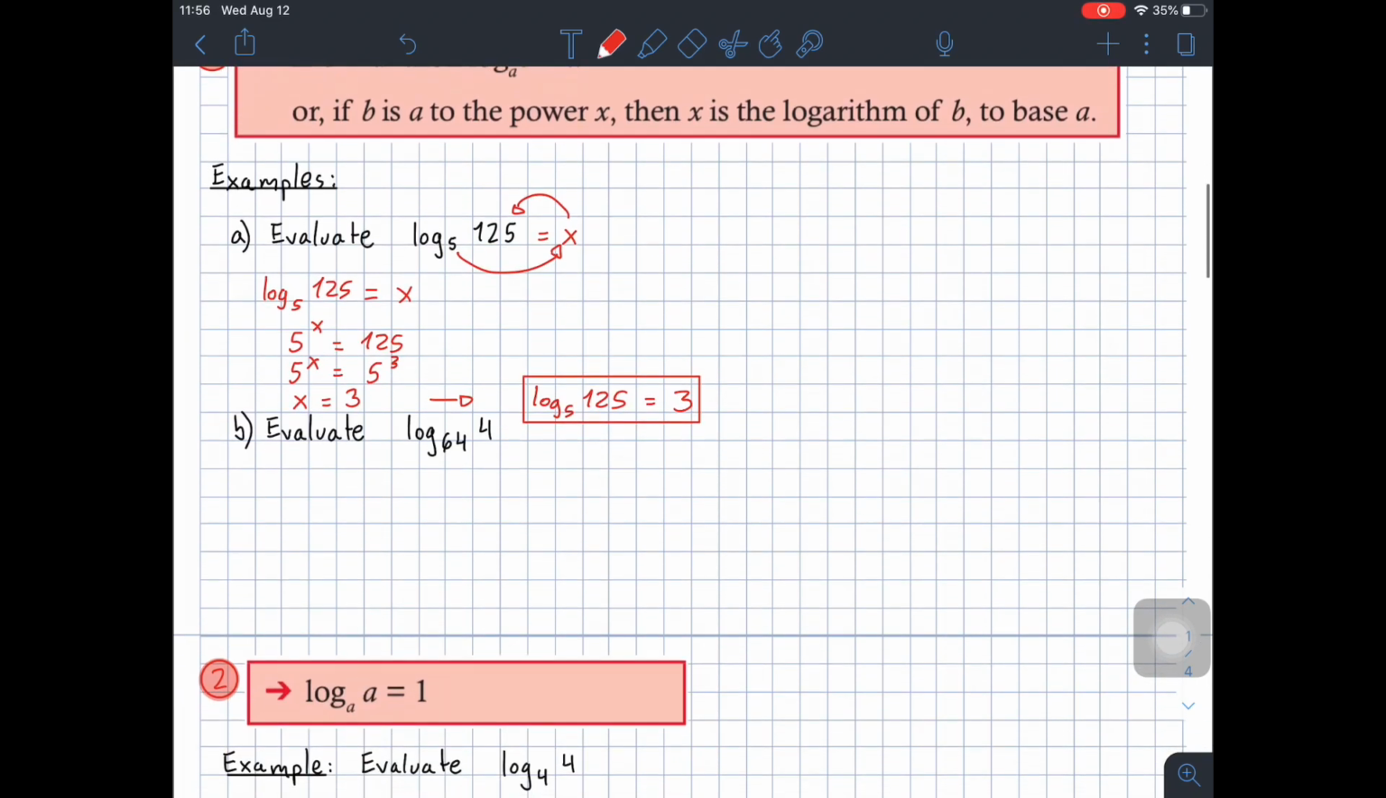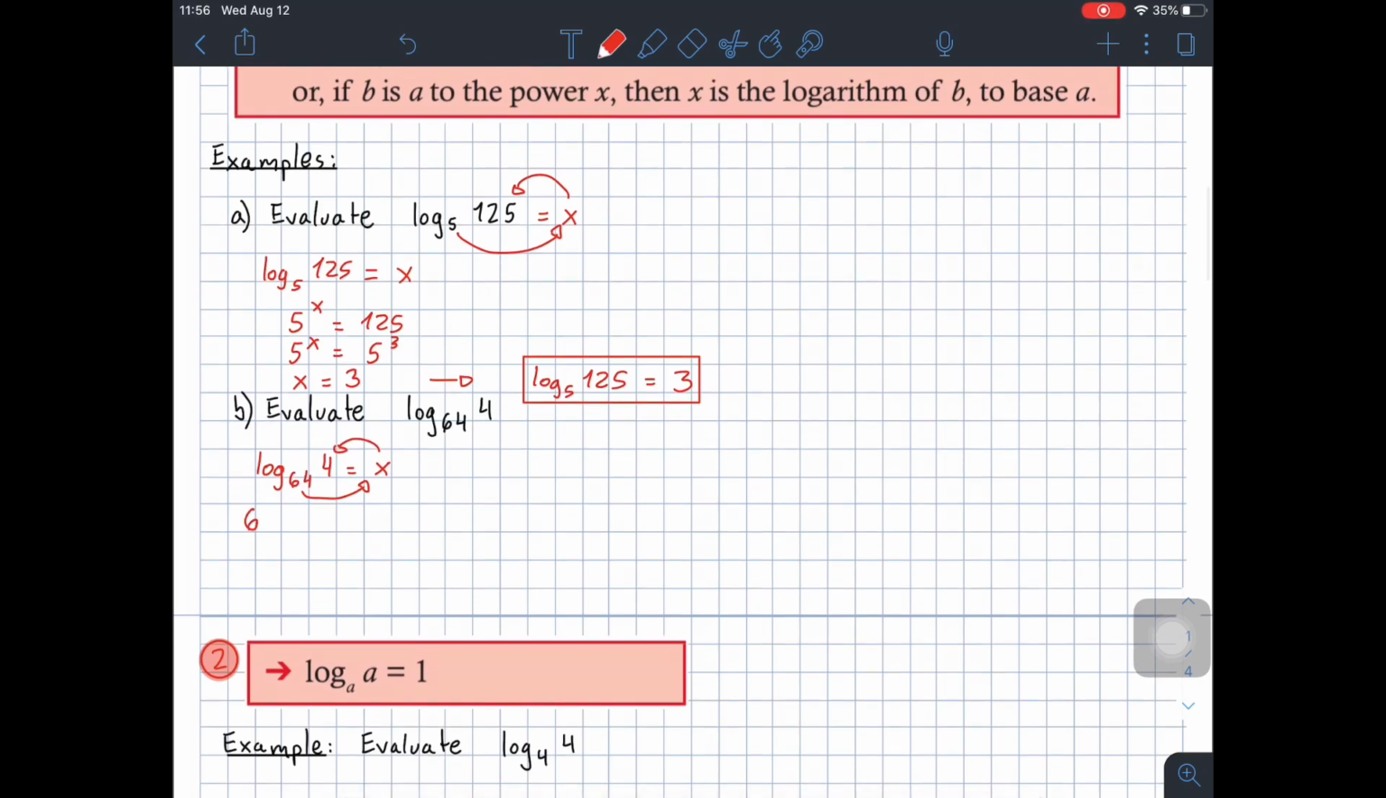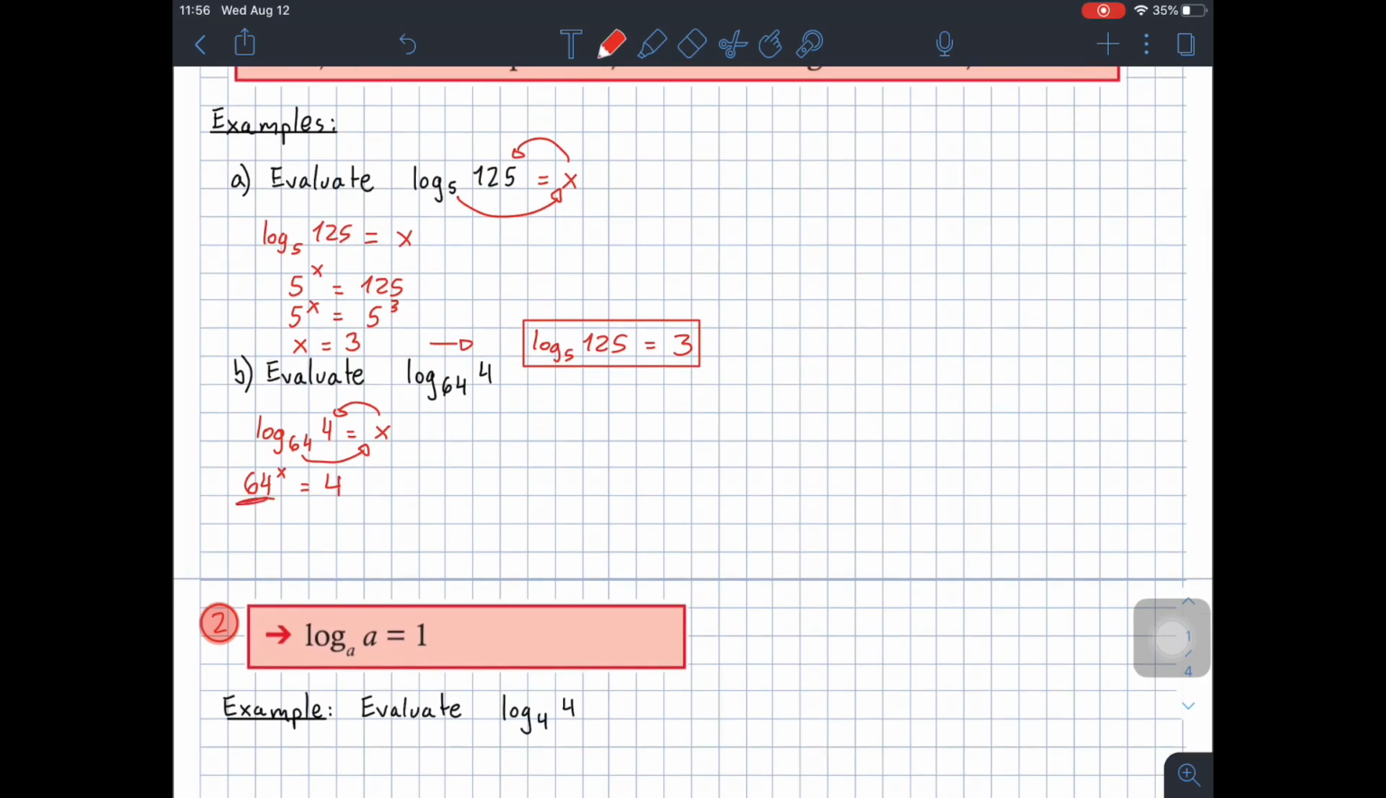Then it says evaluate log base 64 of 4. So we're going to do the same thing. First of all, we're going to set this to x. Log base 64 of 4 is equal to x. So 64 to the power of x should give me 4. In order to be able to solve this, I need to have the same bases. I know that 64 is the same as saying 4 to the power of 3, 4 cubed, yes.